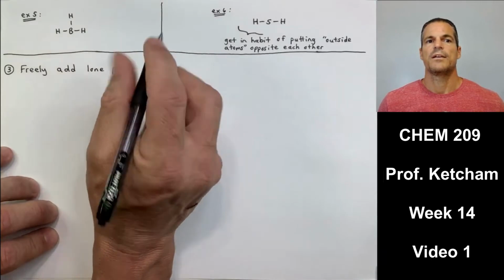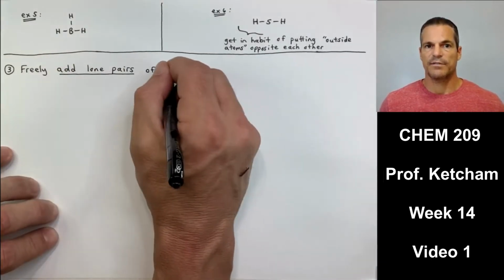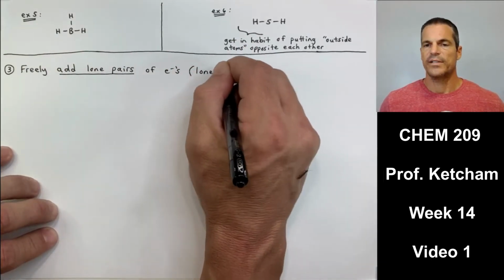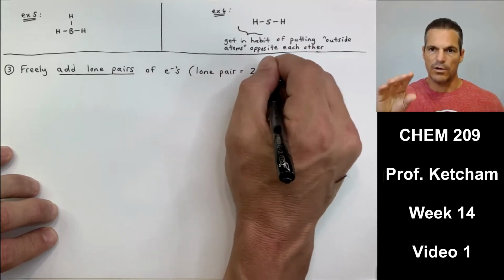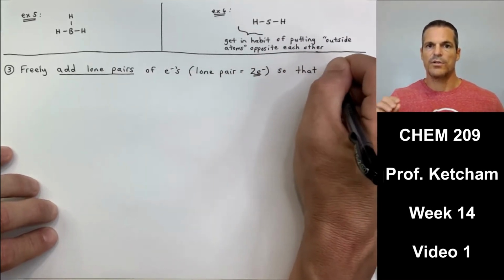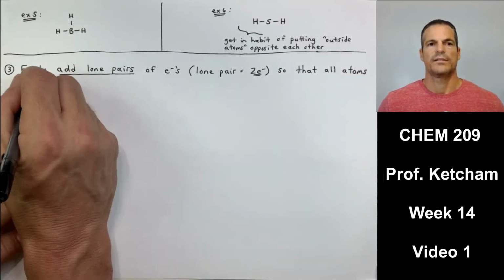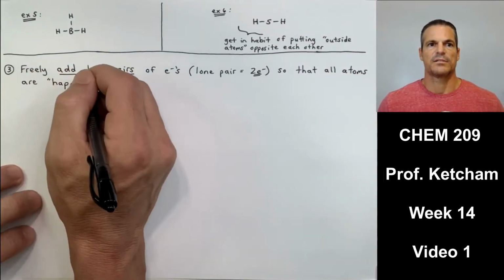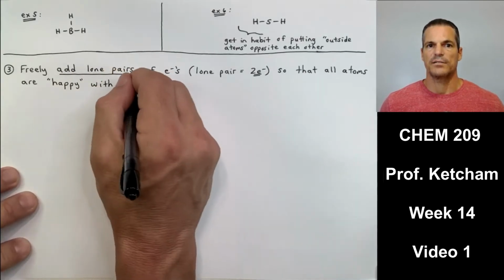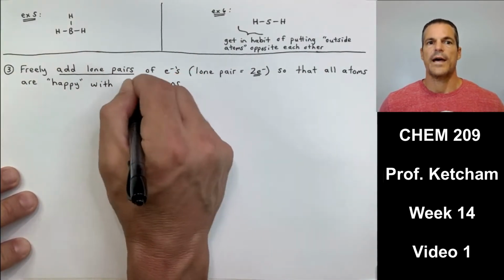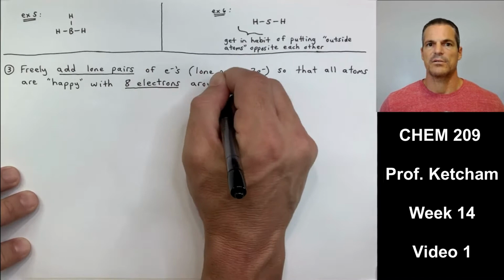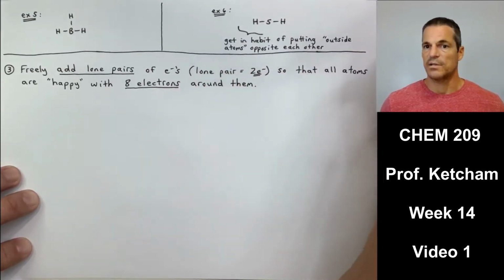Rule number 3, freely add lone pairs of electrons. Always add them in groups of 2. Whenever you add lone pairs to a molecule, you add them in little sets of 2, little double dots. Always. Never add single electrons. Freely add lone pairs of electrons, which is 2 electrons, so that all atoms are happy with 8 electrons around them. Okay, now remember some exceptions.